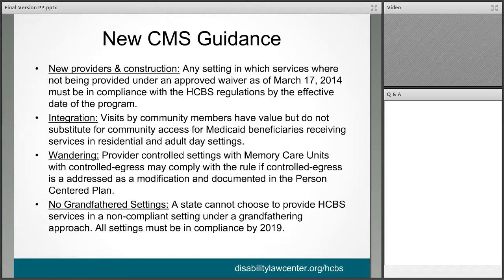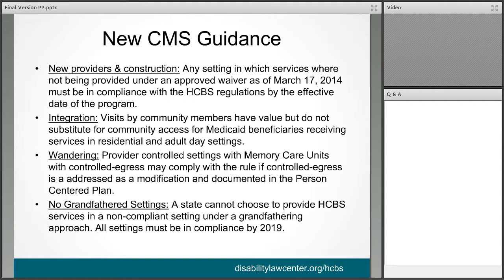And so it says that any setting in which services were not being provided under an approved waiver as of March 17th, 2014, must be in compliance with the HCBS regulations by the effective date of the program. And so it was CMS's expectation that after they published the settings rule, stakeholders wouldn't invest in the construction of settings or of licensing new settings that are presumed to have institutional qualities. And CMS also explained that the effective date is the time that the state submits a claim for reimbursement.